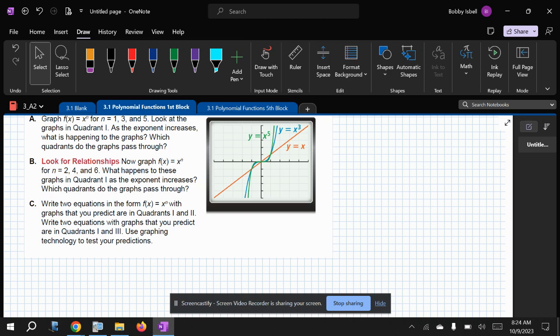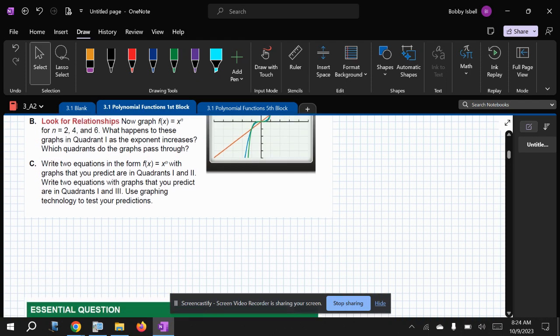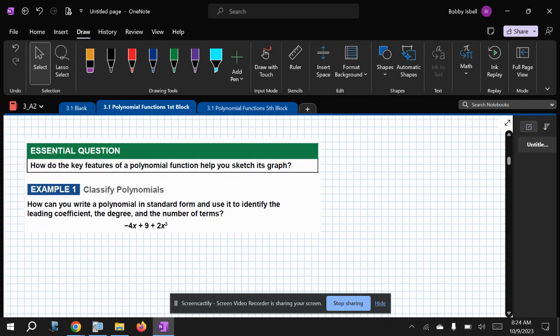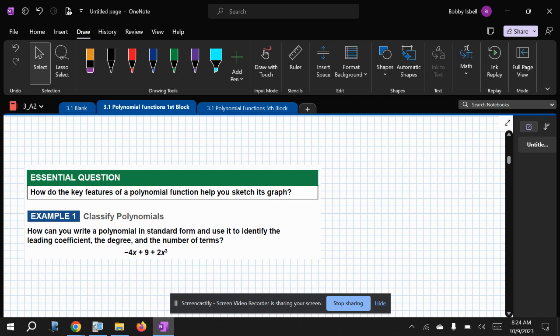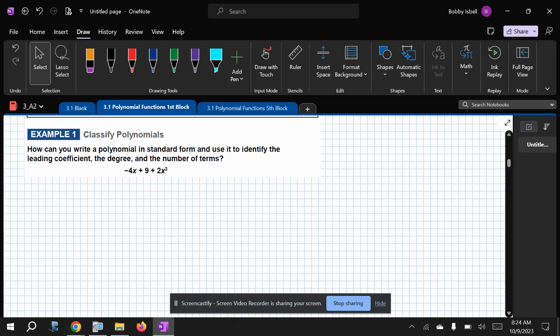The ideas that I'm throwing at you here are what I'm trying to get you to hang on to. I know you've been out for a week. Re-engage. We gotta work our way through it. All right. Now, essential question: how do the key features of polynomial function help you sketch the graph? So, the idea here on the first example is how can you write the polynomial in standard form and use it to identify the leading coefficient, the degree, and the number of terms.